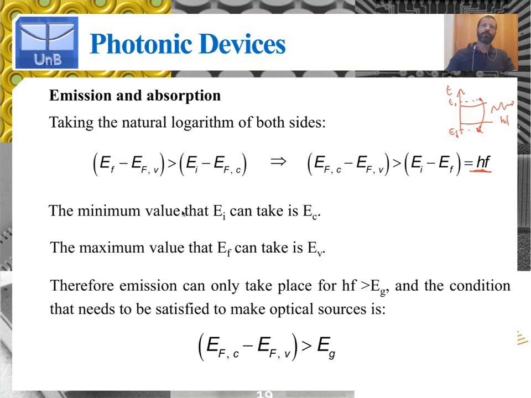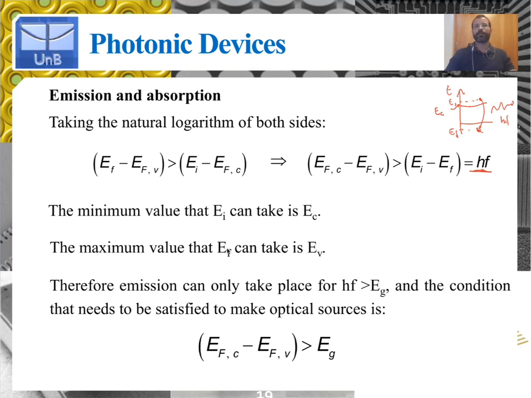But also note that the minimum value that EI can take is EC. What we're saying here is that this initial energy level cannot go lower than EC, which, let's remind ourselves, is the band edge energy. Because if it went lower than this, it would be in the forbidden gap, which has no states, no levels available. So the minimum value that EI can take is EC.